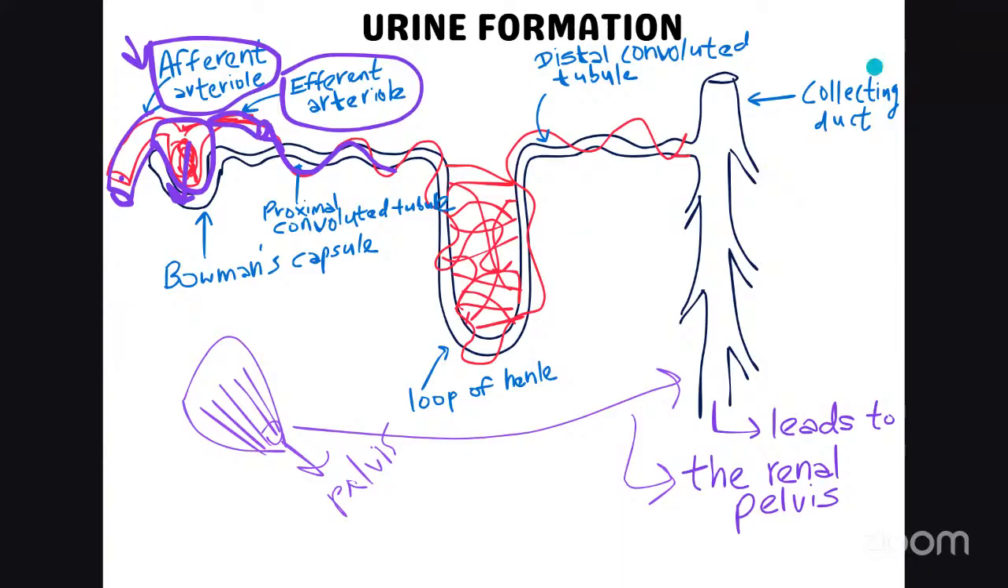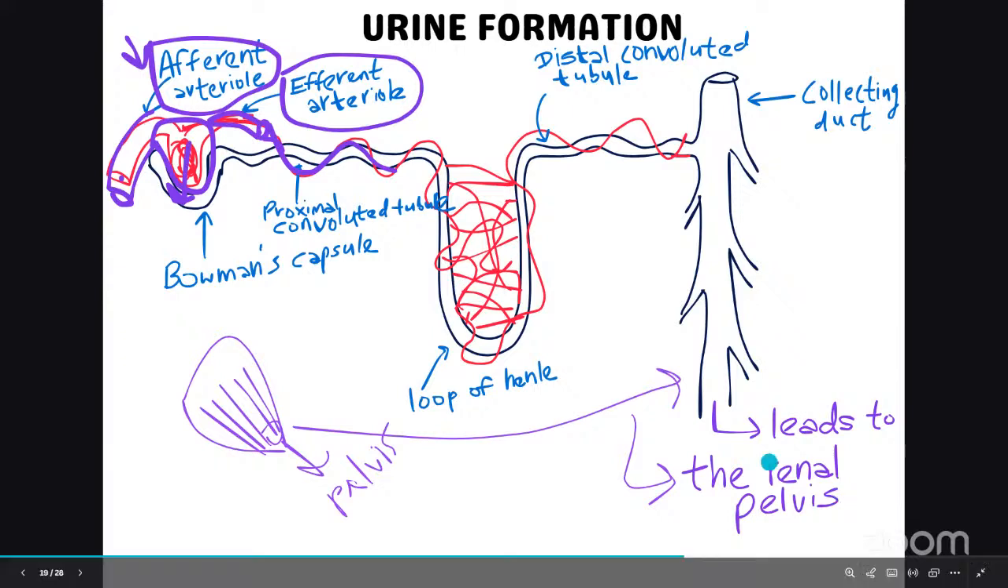Okay, so you have the collecting duct. The urine, finally, the glomerular filter is going to become urine, and urine is going to be going down like this through the collecting duct all the way to the renal pelvis.